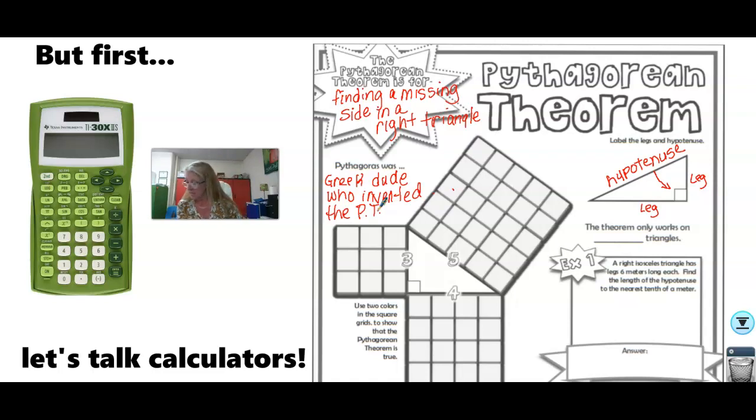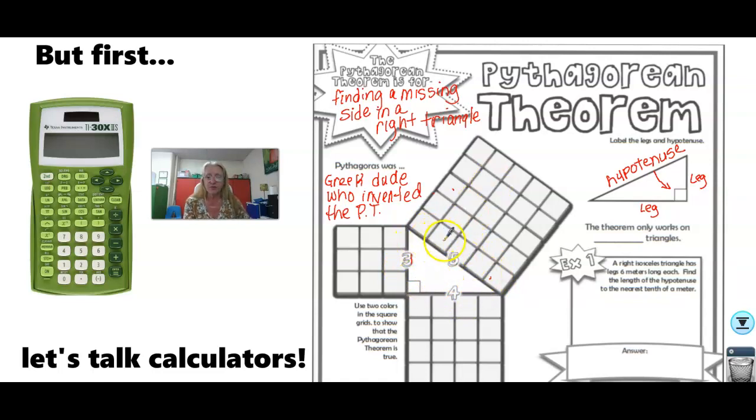Anyway, what it says is if you square the legs of a right triangle, and then square the hypotenuse, if you add the two squared legs together, it will equal the squared side of the hypotenuse. Okay, let me show you what I mean.